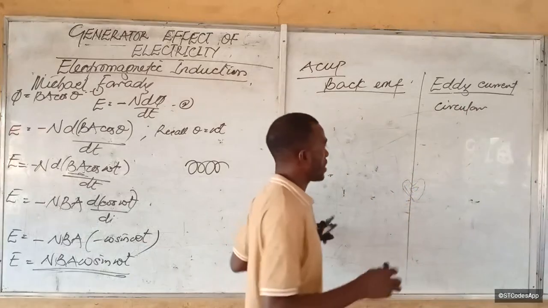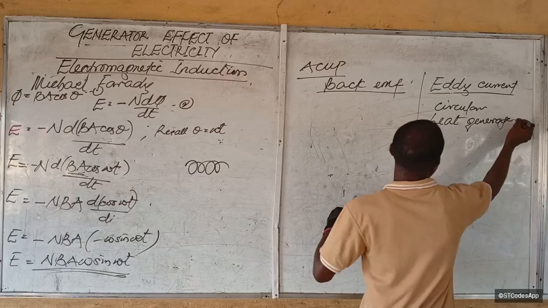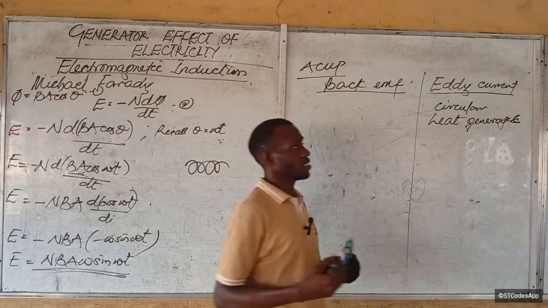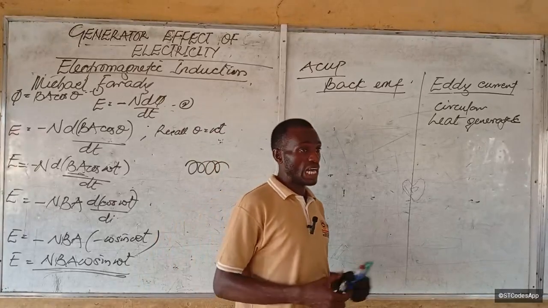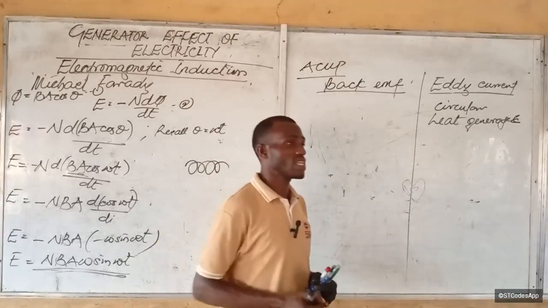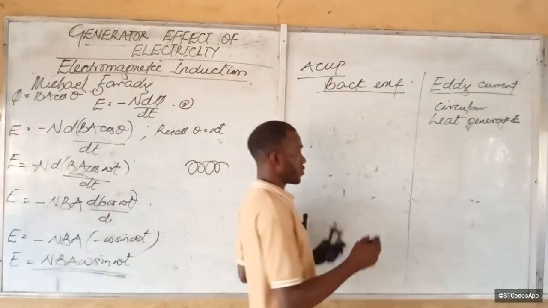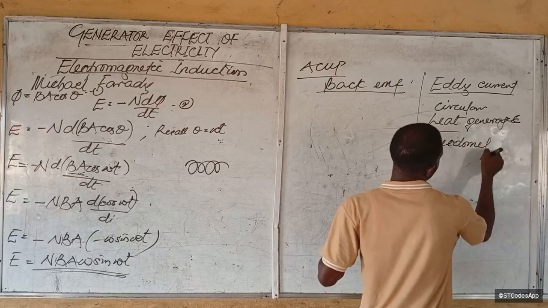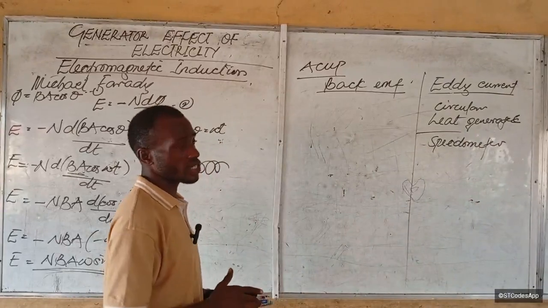Another thing is that it causes wastage. So you see that heat is generated. That's due to eddy current. And some of the applications of eddy current basically is in the speedometer in our automobiles, in our cars. Okay, so that's that about eddy current and induced EMF and all.